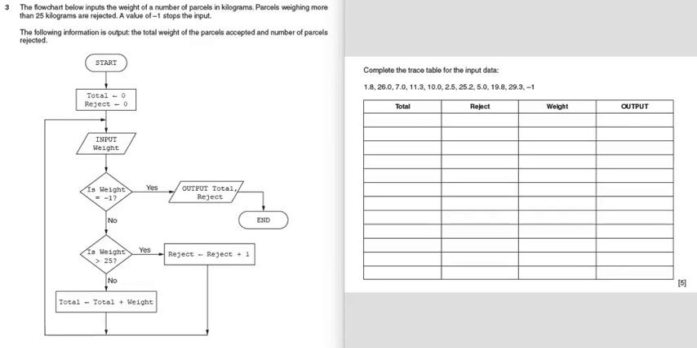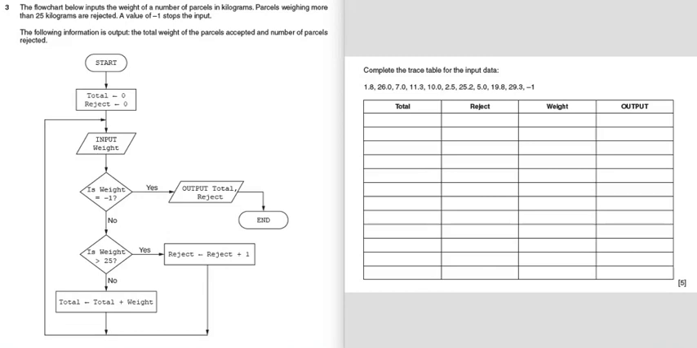So now we can move on to this flowchart here, and this is question 3. It says the flowchart below inputs the weight of a number of parcels in kilograms. Parcels weighing more than 25 kilograms are rejected. A value of -1 stops the input. The following information is output: the total weight of the accepted parcels and the number of parcels rejected.